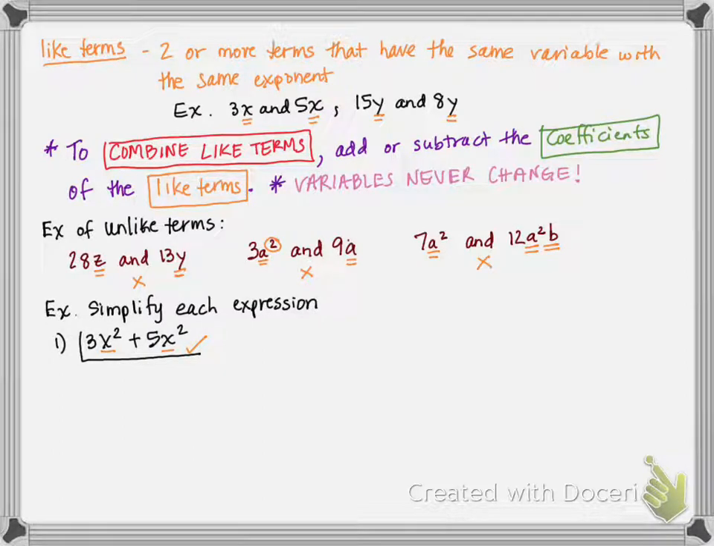I'm going to factor out the x squared. What does that leave me with? Well, 3x squared divided by x squared is just 3, and then the sign says plus, and then we have 5x squared divided by x squared, which is just 5. So we're going to combine these together, and here's the coefficient, and we're going to put the variable at the end because that's where the variable always goes. And that's your answer, 8x squared.